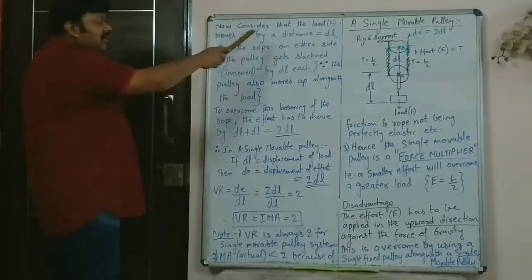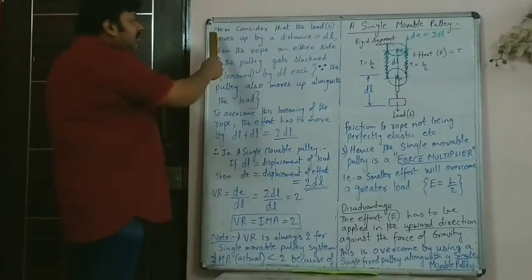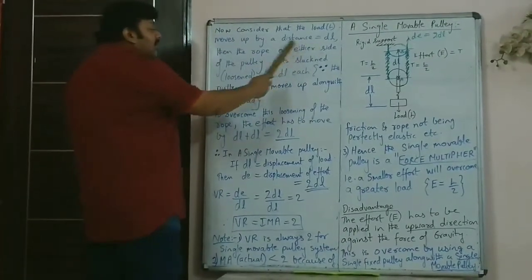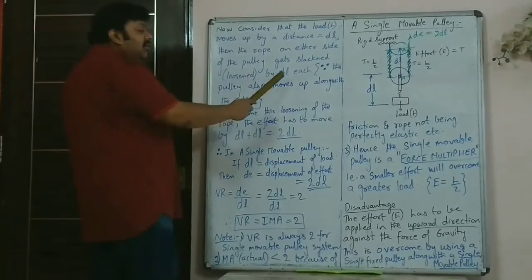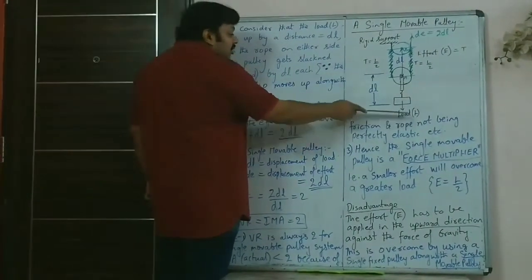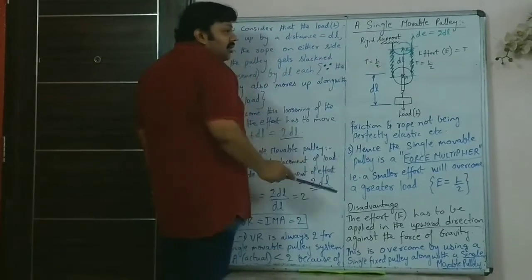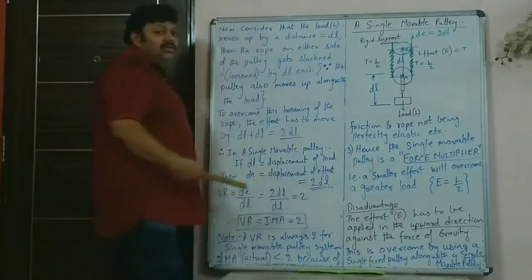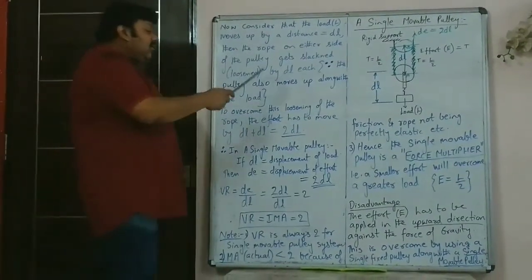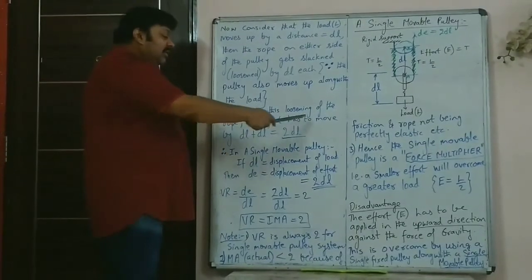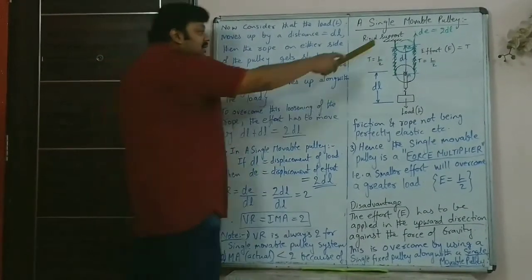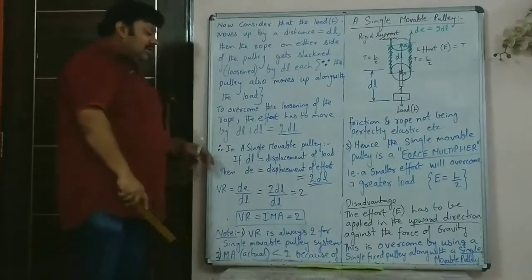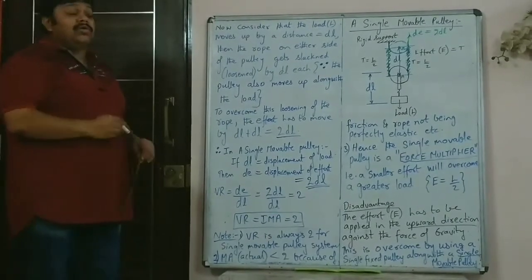So in this case, this is what I have explained, I have written here. Consider that the load moves up by a distance dl. Then the rope on either side of the pulley gets slackened or loosened by dl each, because it is not just the load moving up, it is the pulley also going up by the same distance dl. So this side rope and that side rope are both loosened by dl, and to overcome this loosening of the rope, the effort has to move up by dl plus dl. This dl and this dl both it has to be pulled up by, so that the rope is not loose or slack.